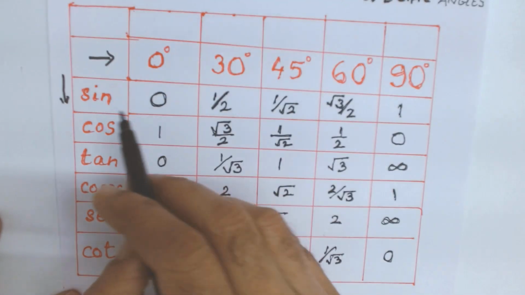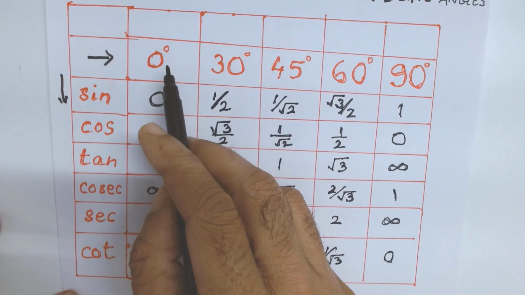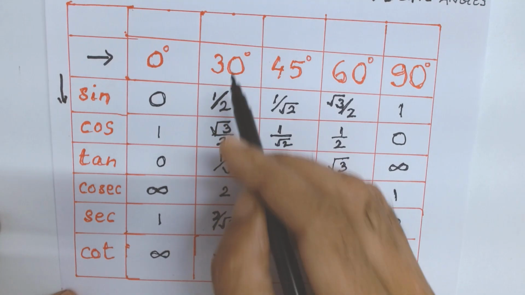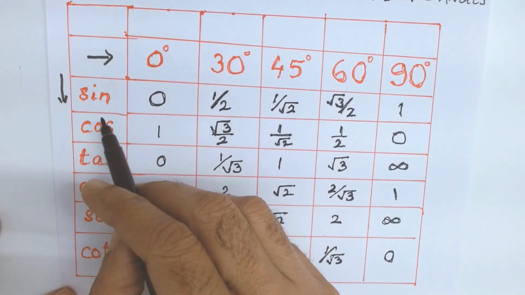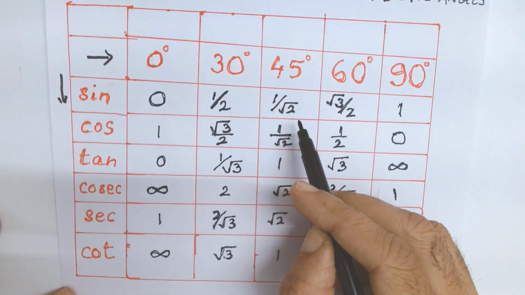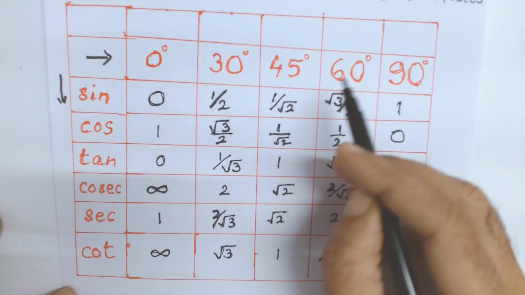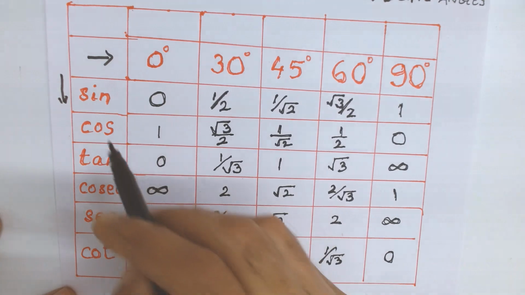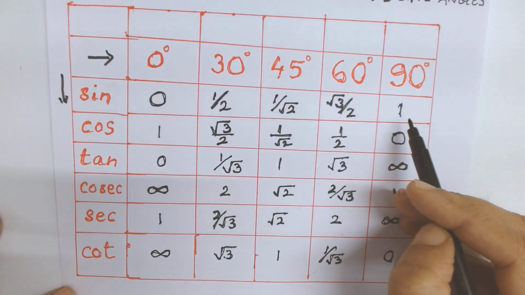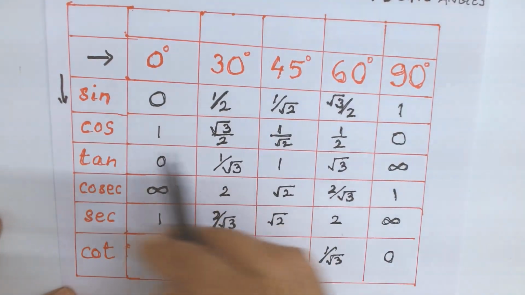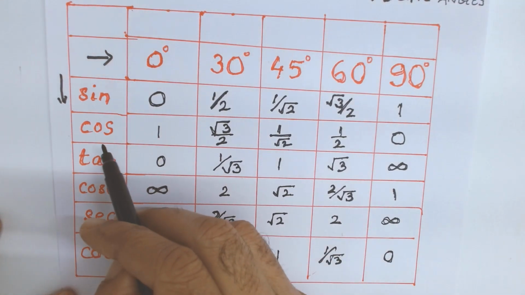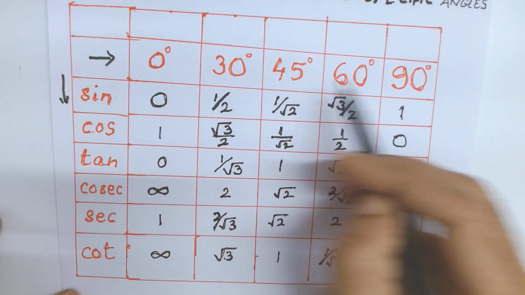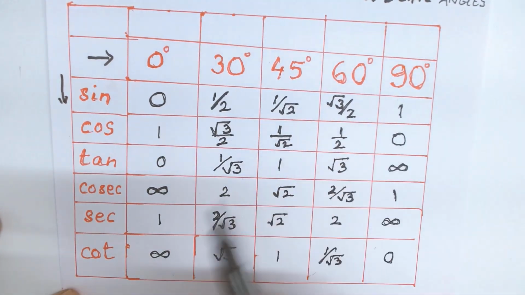Now sine 0 degrees is 0, sine 30 is 1 by 2, sine 45 degrees is 1 by root 2, sine 60 degrees is root 3 by 2, and sine 90 is 1. Similarly, you have the values for cos, tan, cosec, sec and cot for these particular angle measures.